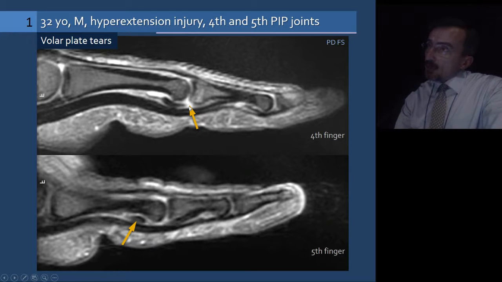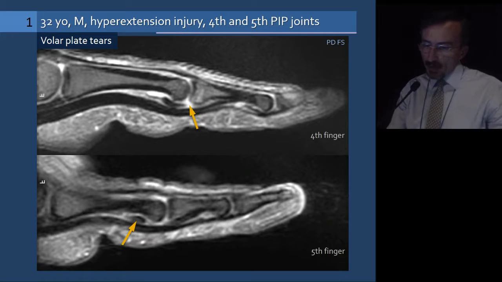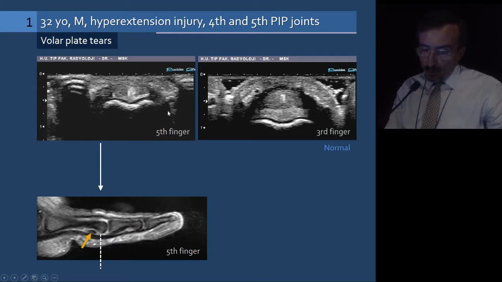And if there is avulsion, the hand surgeon also wants to know whether there is osseous avulsion or non-osseous avulsion. And if we can figure this out with MRI, that's fine. However, most of the time, we will also have plain films that will help us. And on this patient, there was this non-osseous avulsion here on the fourth finger. Ultrasound is also quite useful.